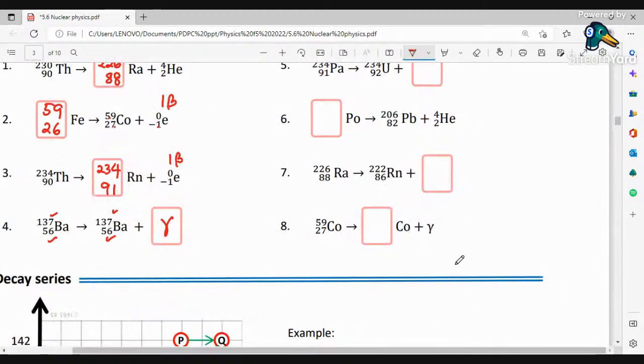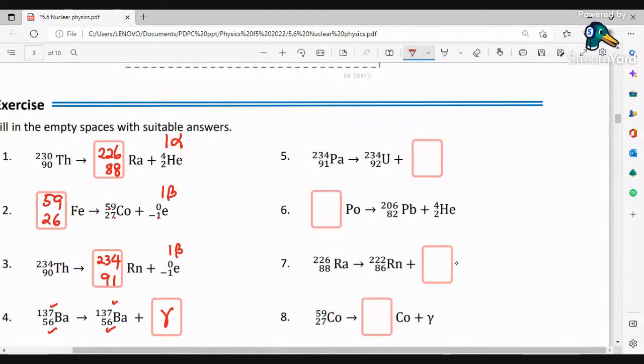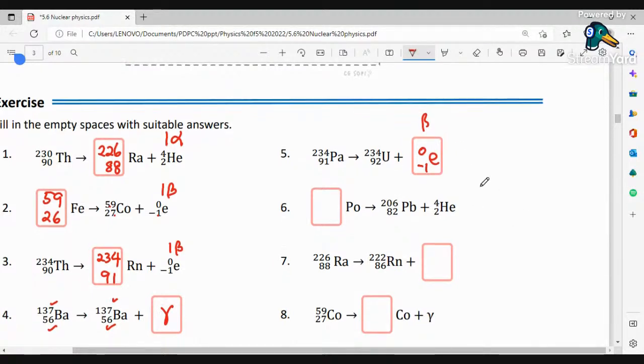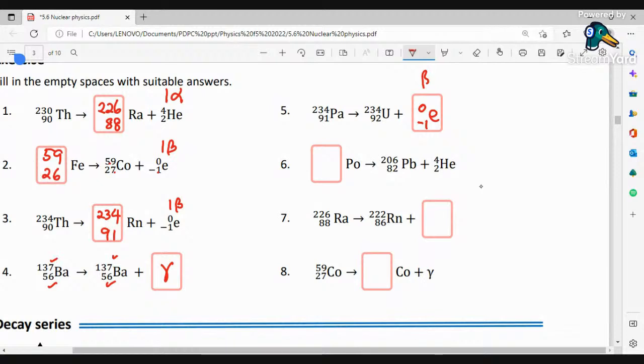Okay. Then number 5, protactinium and uranium. Okay, no change in nuclear number, but proton number increased by 1. Maksudnya ialah beta. Okay, 0, -1, e. That's why you must understand tadi saya tunjuk. Polonium. Okay, on the right side, you just add 206 plus 4 ialah 210, 82 plus 2, 84. Polonium. Ini emit 1 alpha.